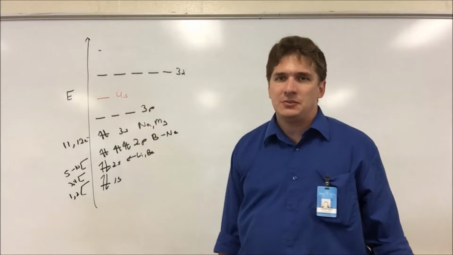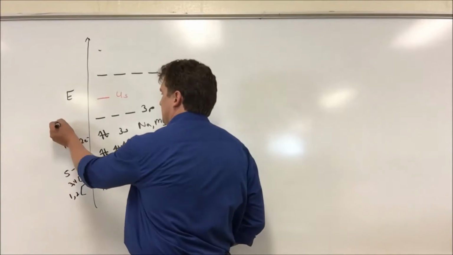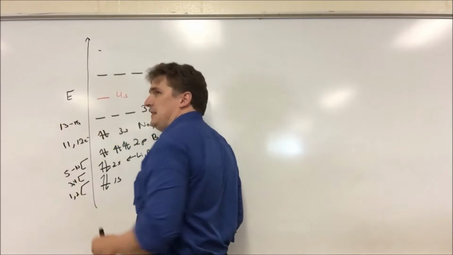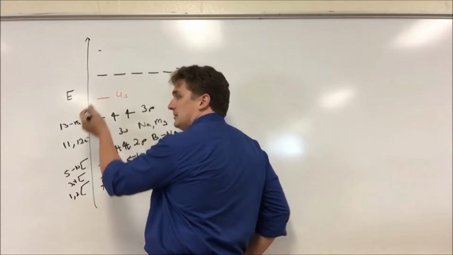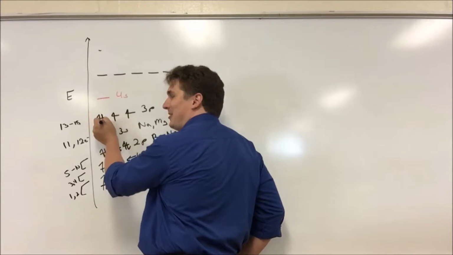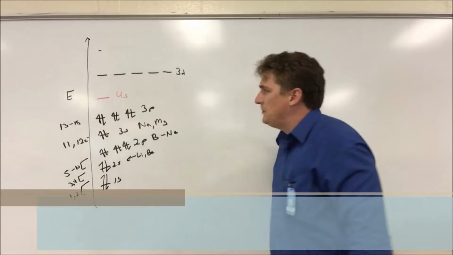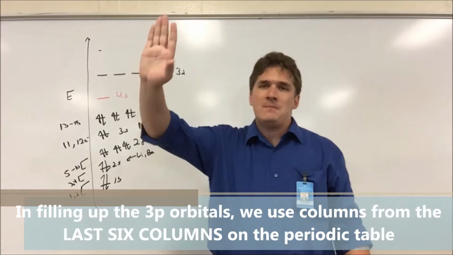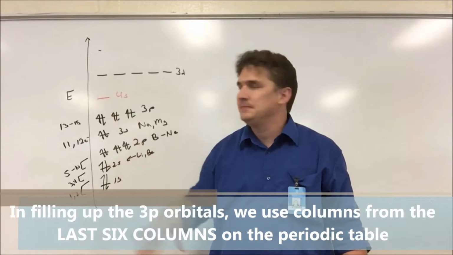So what happens when we go to the 3p? Well, when we're at the 3p, we're at 13 through 18 electrons. And these will be elements like aluminum, all the way through argon. So as we're filling up our p orbitals, we're once again back into that tall set of columns that are on the far right side of the periodic table, aluminum through argon.